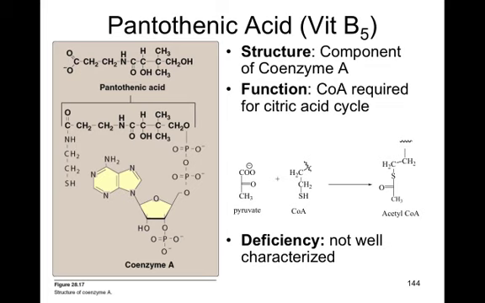The deficiency for pantothenic acid is not well characterized, not because it is not important, but partly because coenzyme A is a molecule that is omnipresent. You practically find coenzyme A in every metabolic process at some stage, making it difficult to pinpoint any particular deficiency to pantothenic acid deficiency.